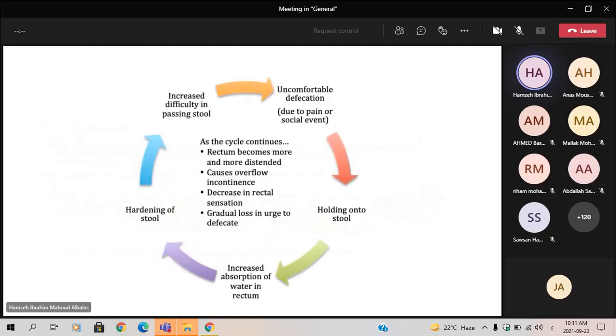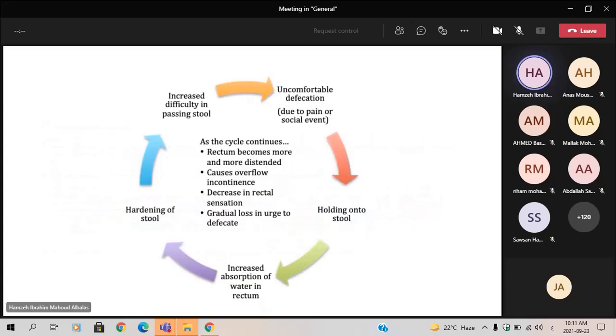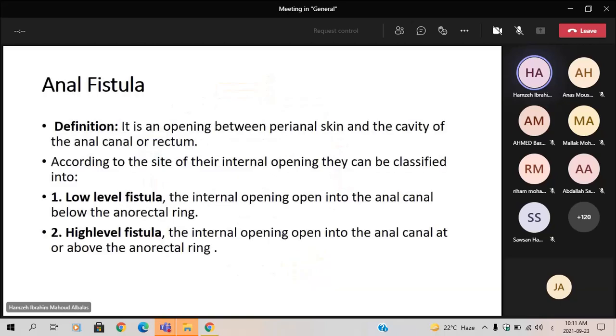So this is an important chart. We treat a fissure by cutting the cycle of pain, constipation, and fear of passing motion. By cutting the cycle of pain and reflex spasm or hard stool, the problem will resolve gradually. If there is no treatment of this pain or constipation, the problem will most likely recur in the patient.